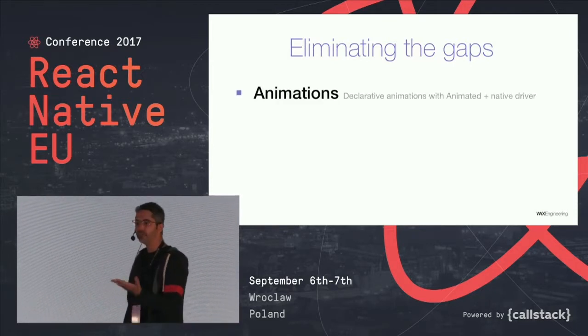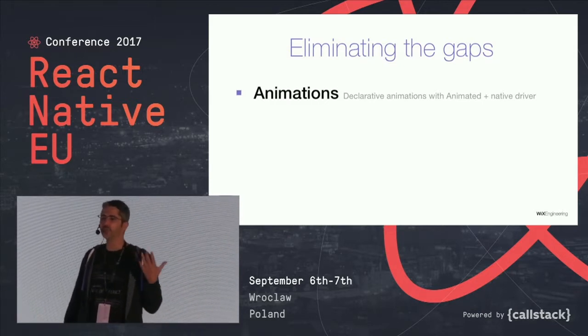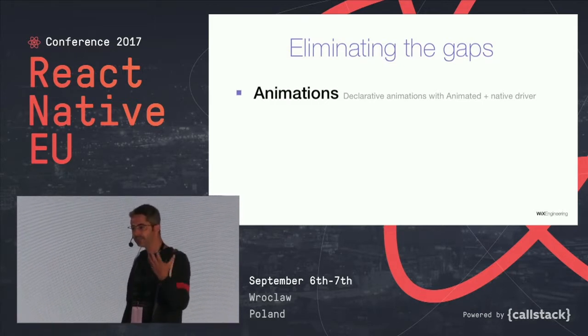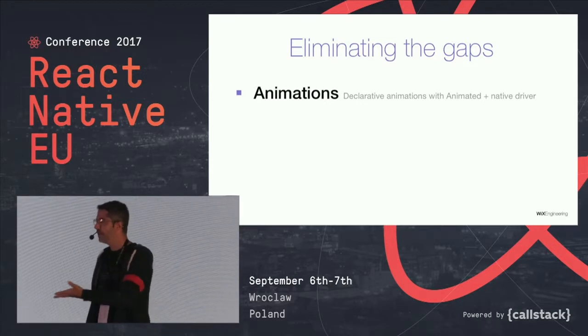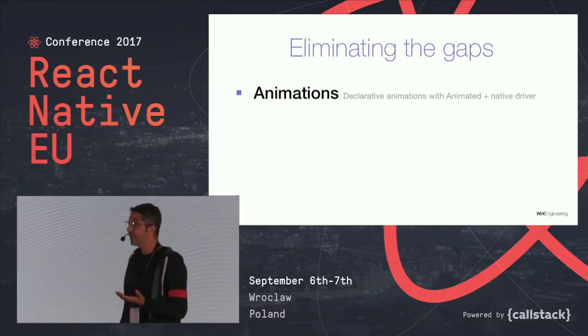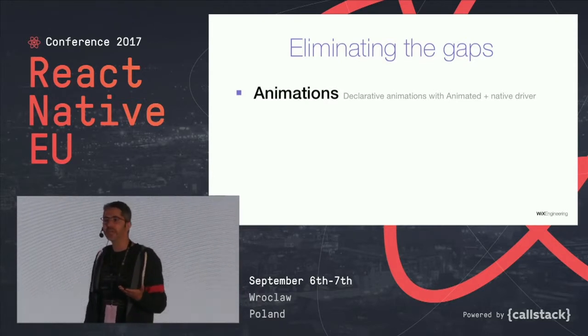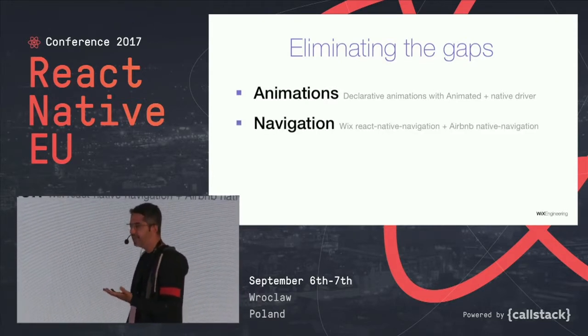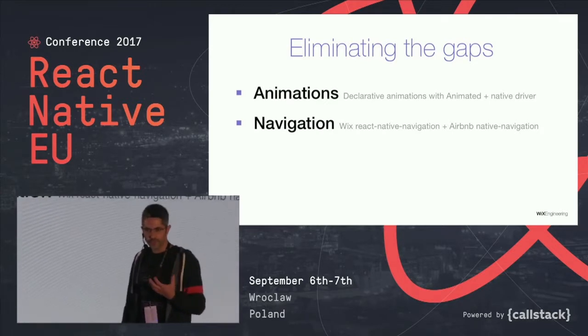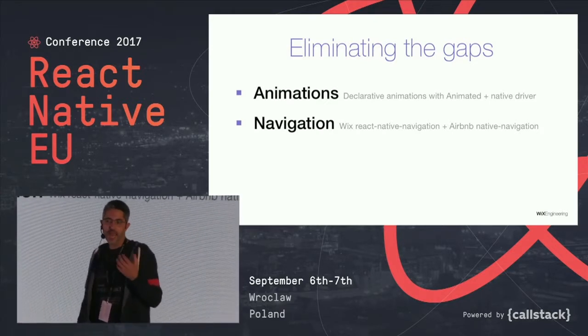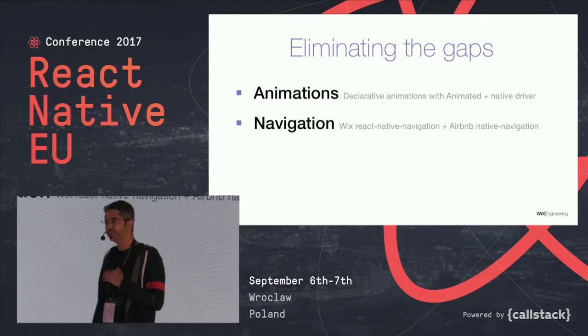For example, animations. And the community has been doing this for the past 2 years. We've been taking the major gaps and resolving them one by one. So animations were resolved with Animated, the amazing declarative animations library, and the native driver. So now we have animations at 60 FPS. Navigation is also a very big thing that is missing. And I personally don't believe in JavaScript-based navigation libraries.